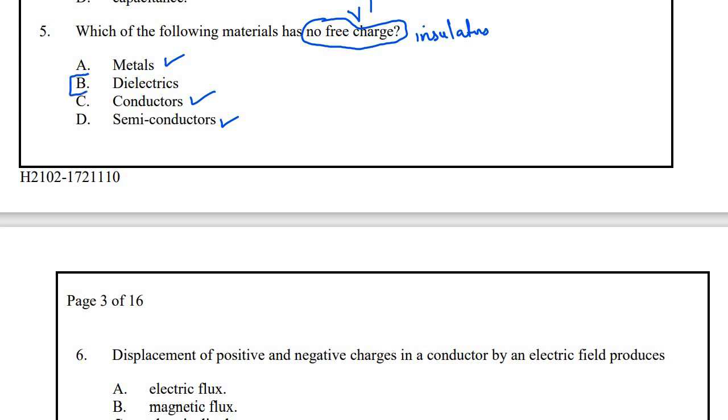So dielectric is the substance that is inserted between the plates of the capacitors to increase their capacitance, and the dielectric is always chosen such that it should be an insulator. So the correct answer in this question number 5 is option B.